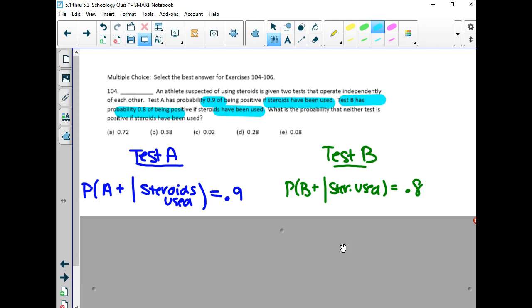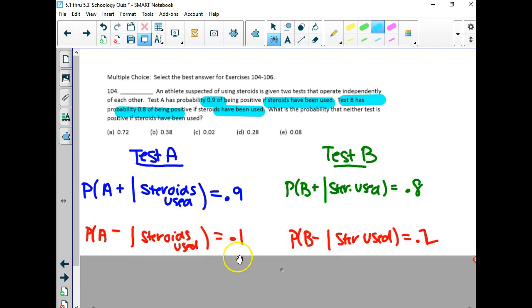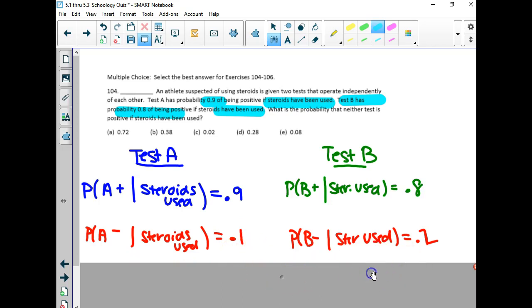Now I'm going to make some inferences before I even answer the question. Well, what does this mean? That means if steroids are used, A will be negative 10% of the time, which is 0.1. The proportion of the time that steroids are used and B tests negative is 0.2. Why? These need to add up to 1 for test B. This needs to add up to 1 for test A. Now, that's as much as I can do at this moment.